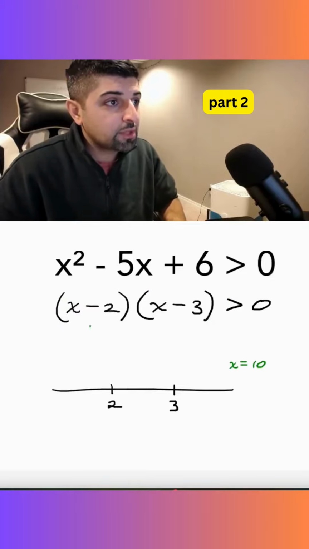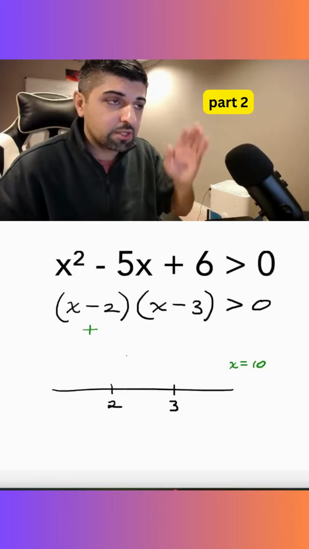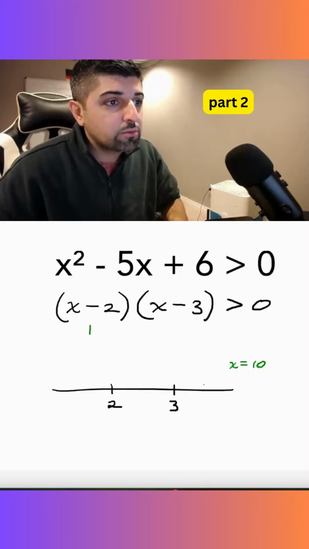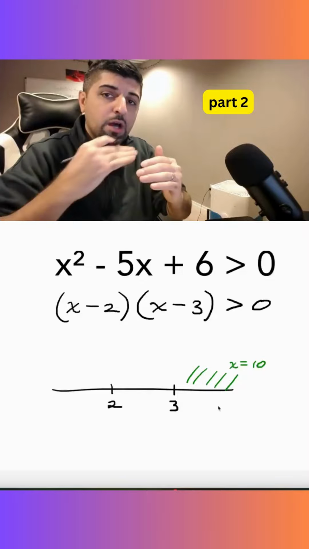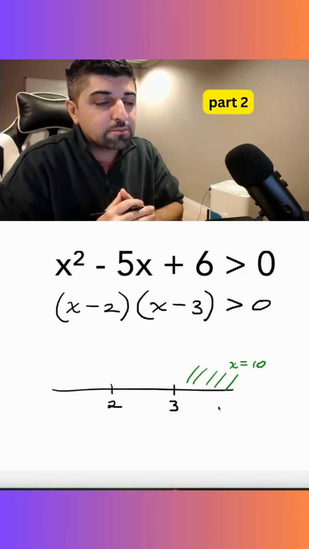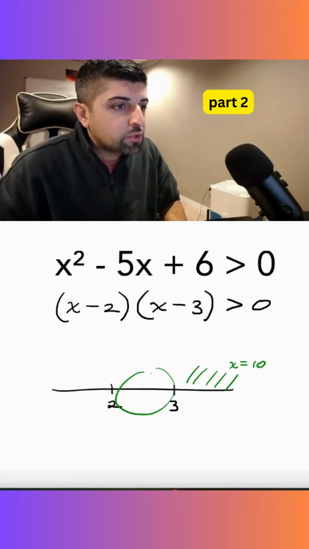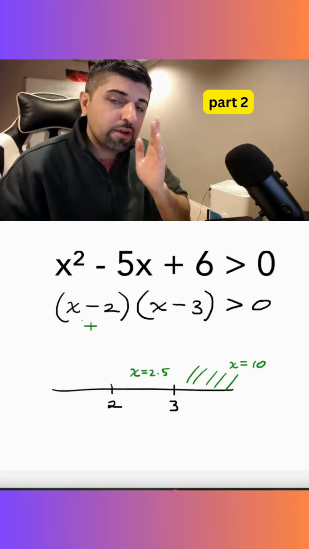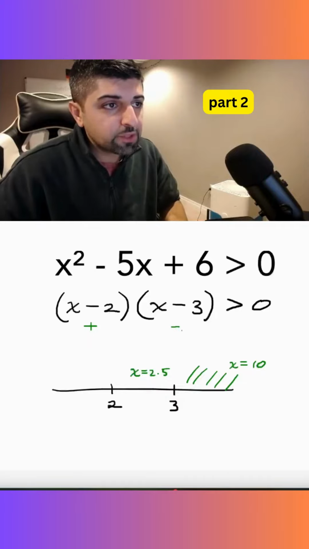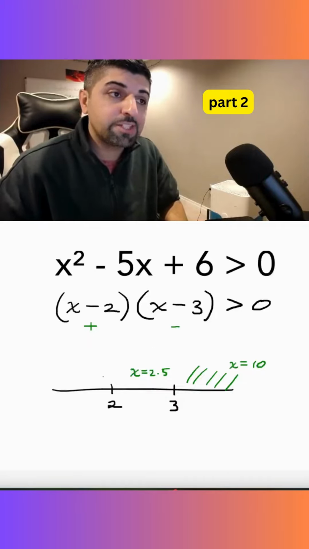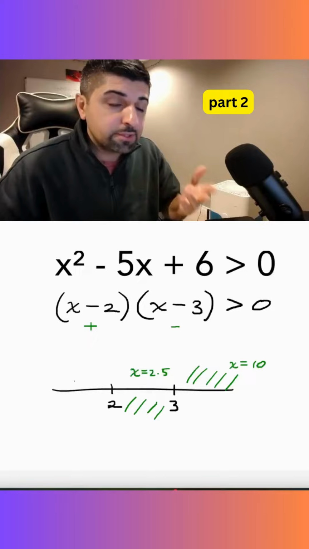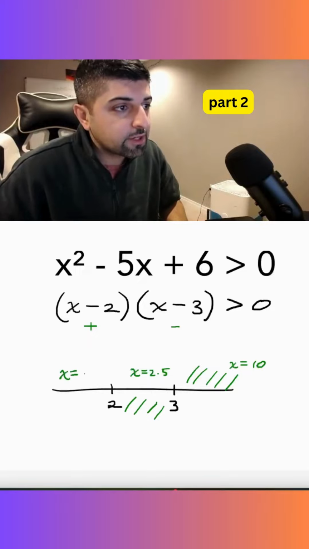And if I do that, I'll get a positive in this bracket because 10 take away 2 is 8. I'll get a positive in this bracket. So I know that this expression is going to be above the x-axis on the far right. In between, I can plug in x equals 2.5. And if I do that, this guy will be a positive because 2.5 take away 2 is positive 0.5. But this guy will be a negative because it'll be 2.5 take away 3, negative 0.5. So this guy's below.